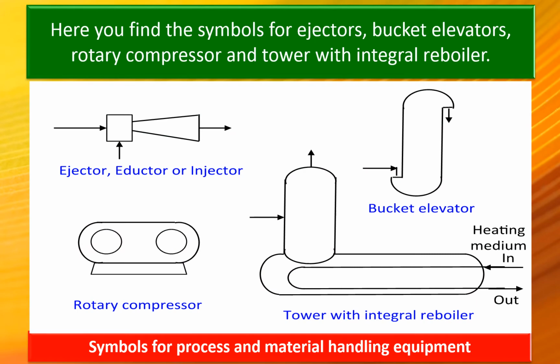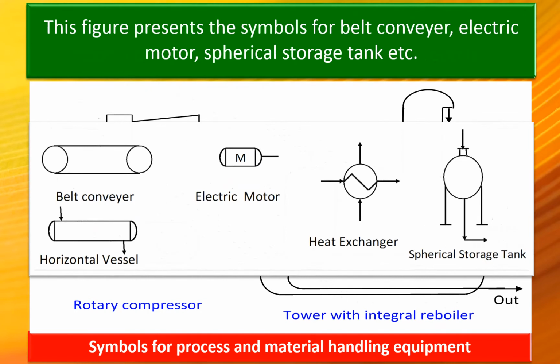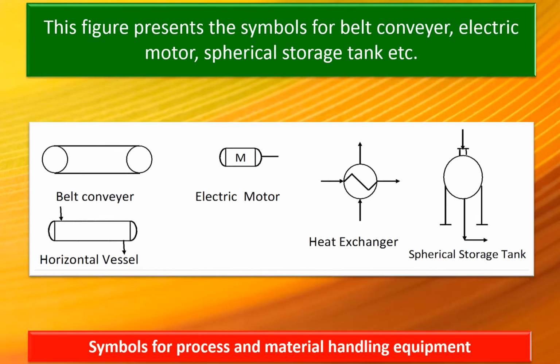Here you find the symbols for ejectors, bucket elevators, rotary compressor, and tower with integral reboiler. This figure presents the symbols for belt conveyor, electric motor, spherical storage tank, and heat exchanger.